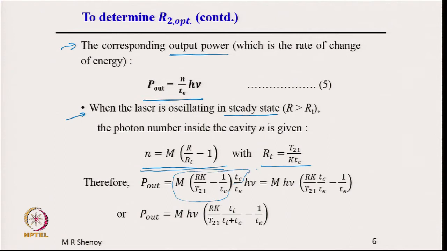So, this is n into h nu by Te, which is m h nu. Now, we have kept h nu to the other side, and Te has been taken out, this Tc by Te has been taken inside, and therefore, we have the expression here, or P out is equal to m h nu into R k by T21 into Ti by Ti plus Te minus 1 by Te.